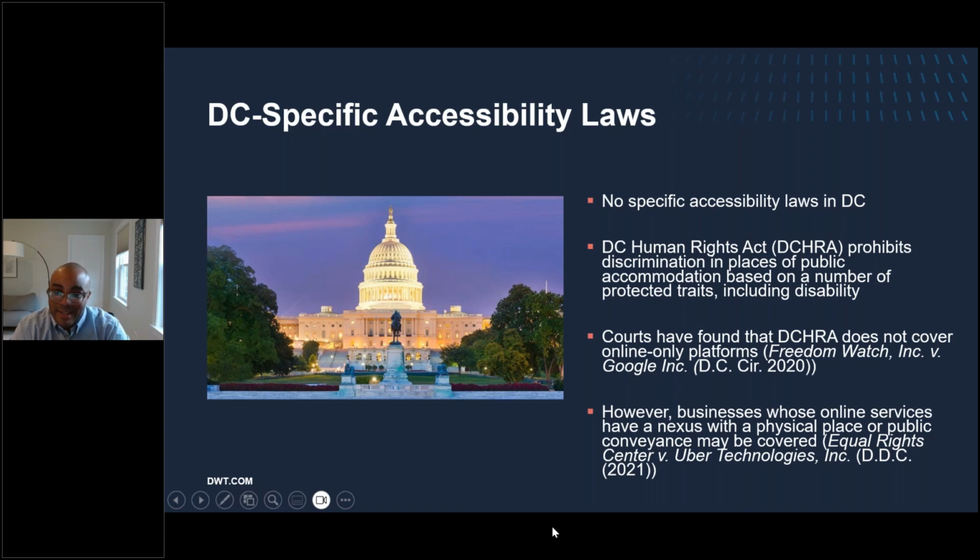So on the DC front, on accessibility law, like in the privacy context, there are no specific digital accessibility laws in DC. There's something called the DC Human Rights Act that prohibits discrimination in places of public accommodation based on a number of protected traits like race, gender, nationality, etc., but also includes disability. So it's kind of like the ADA, but broader in scope to cover other traits.